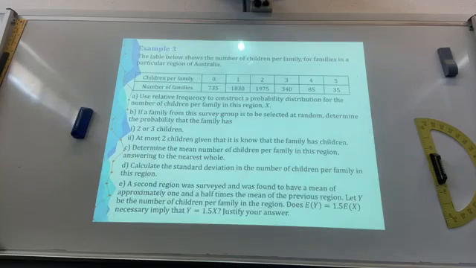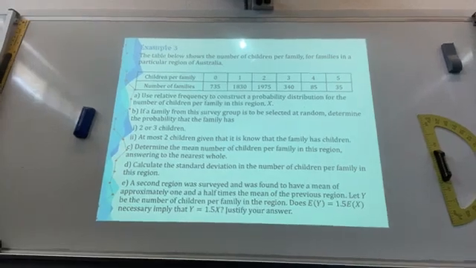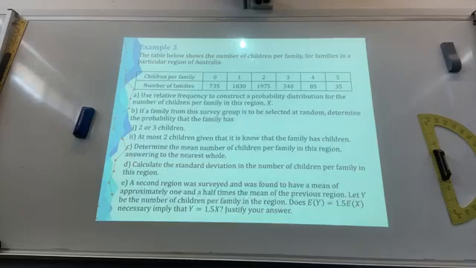Alright, example 3. Example 3 deals with relative frequency. You need to think about using relative frequency here to be able to construct a probability distribution. And then you can work out part B. And you can work out the standard deviation. And then let's talk about part E. Part E is the interesting one, it's interpreting.